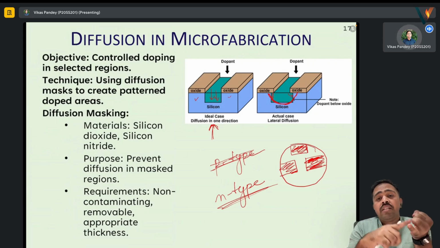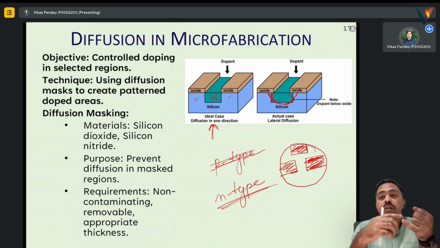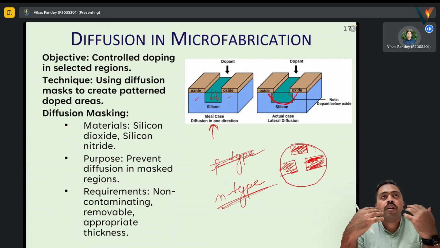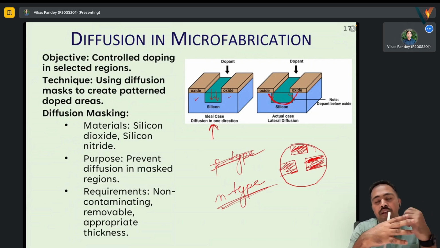The second thing is that the mask cannot be anything. It has to be non-contaminating. That means it is not disturbing the whole process. And it must be removable. It is not that it remains permanently there, because we are just using it for some small purpose which we want to remove later. And it should be of appropriate thickness. It should not be very thick or very thin. It should be of adequate thickness, and that should be able to withstand all this process of doping or diffusion.